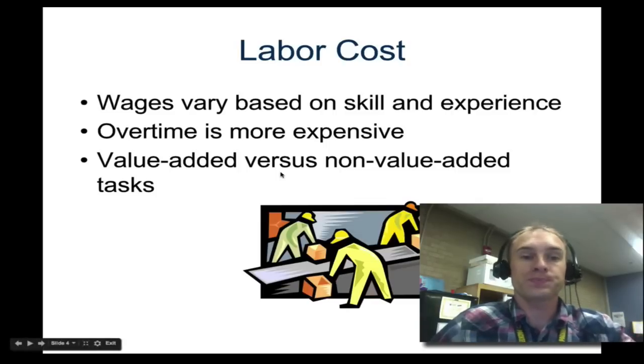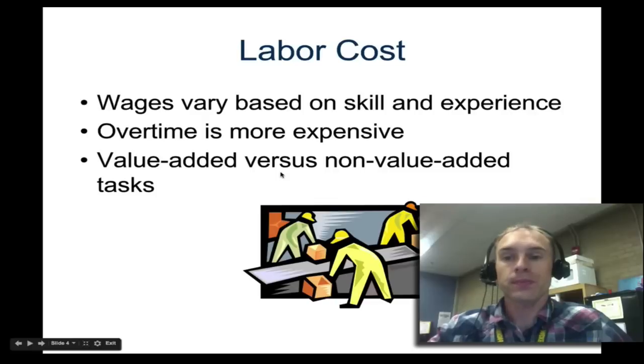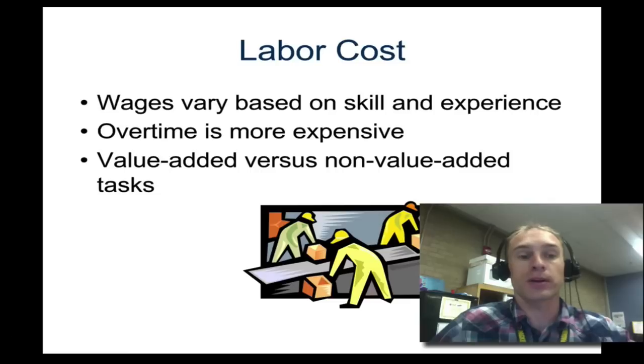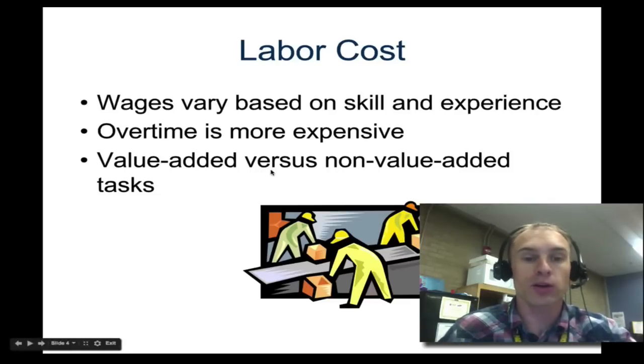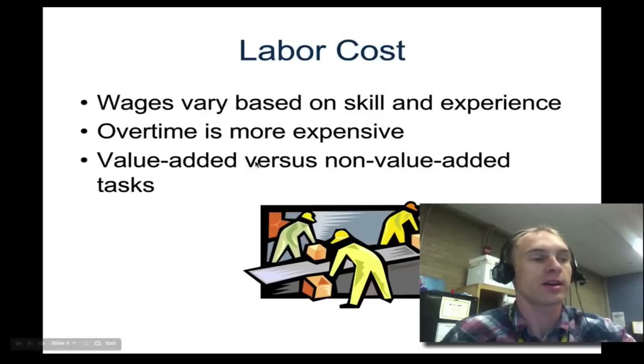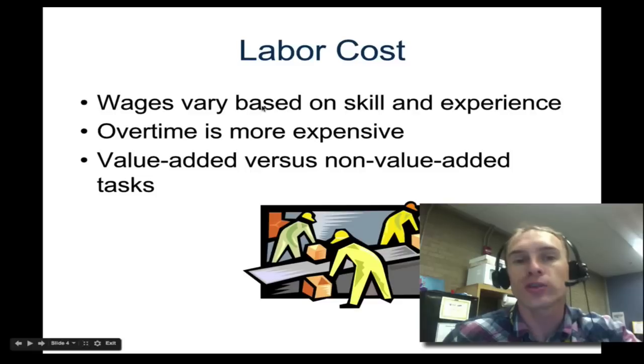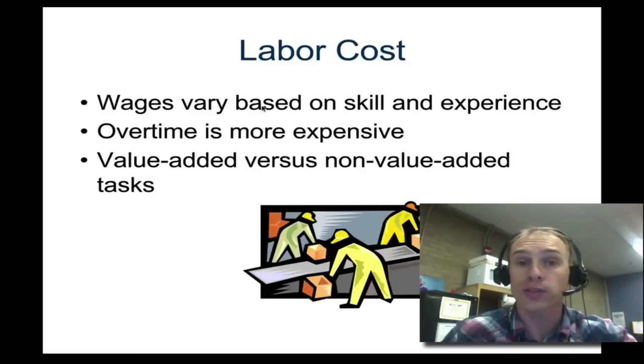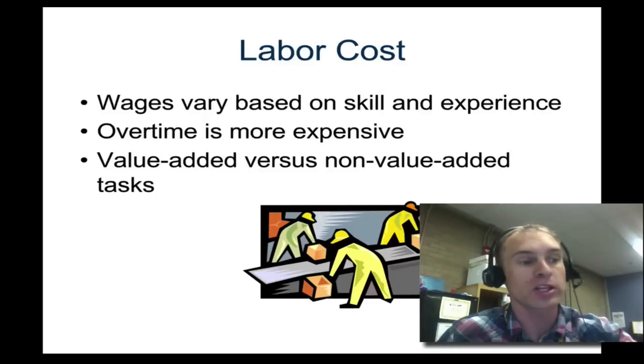Labor is the third one. Wages will vary based on skill and experience. Overtime is generally more expensive, and you always need to look at value-added versus non-value-added tasks. So if you're looking for labor, you may choose to hire someone who has a whole lot more experience and they're really just a lot faster worker, but that's going to cost a whole lot more because they have the experience. If you hire somebody that is young and new, they may not have the skills necessary, so a lot has to go into training, but they're also a whole lot cheaper.